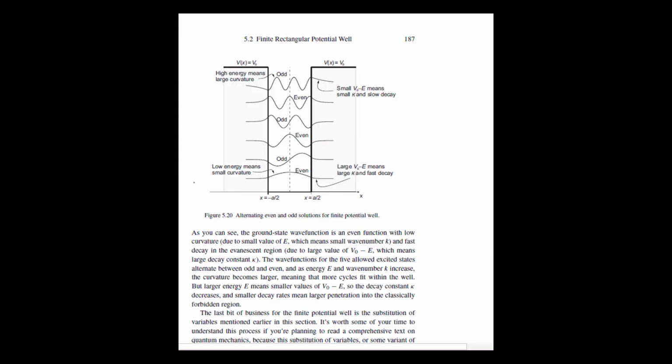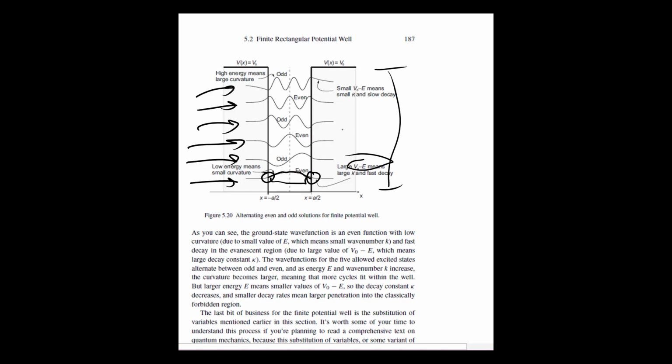So you can see that the wave functions alternate between even and odd, and for the lowest energy state, the wave number k has the smallest value, and the curvature is also the smallest. But there has to be enough curvature to match up the slope of the waveform to the slope outside the well, and there the curvature is provided by the value of V minus E, which has the largest value for this lowest energy waveform, and that means the decay is fastest down here.